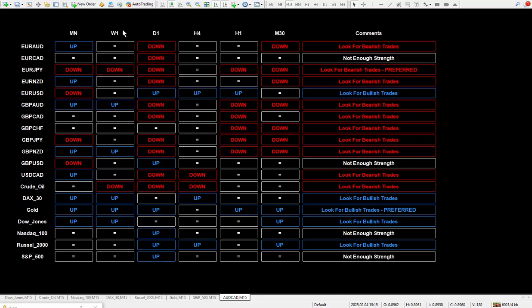Now this daily trade plan is analyzing the markets from the monthly right down to the 30 minutes. And in the comments here it'll say look for bearish trades, bullish trades. Some will say preferred and some will be neutral or not enough strength. Now if you're trading without any kind of a daily trade plan, well, that's one good reason why you are still struggling. Now if you have any questions regarding the daily trade plan, well, just get in contact with me.